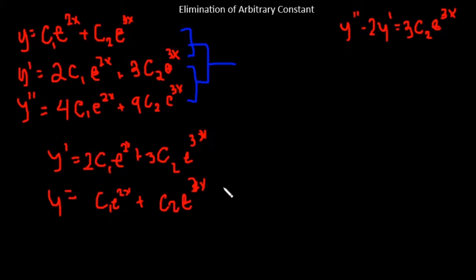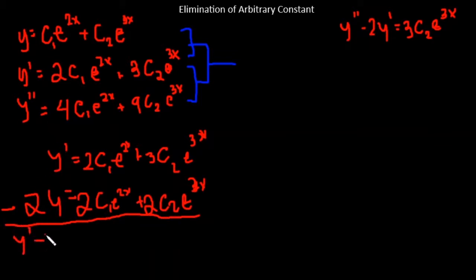So, paano natin makakancel tong c sub 1? So, i-multiply din natin itong buong y ng 2. So, 2, 2, 2. Minus, then y prime minus 2y is equals to, so cancel na naman to, and ito magiging minus sign, so 3 minus 2 equals 1, so c2 e to the 3x. So lagay din natin to dito.